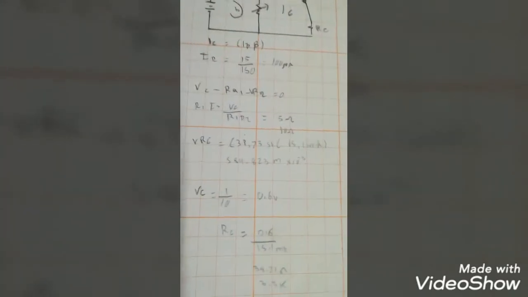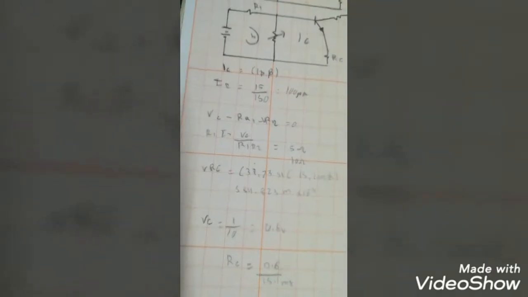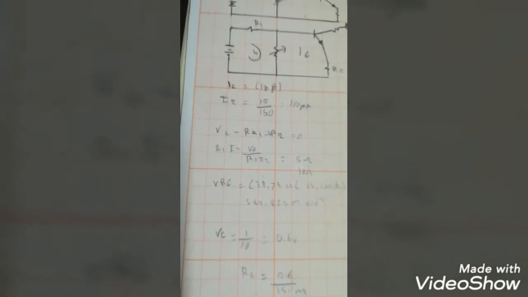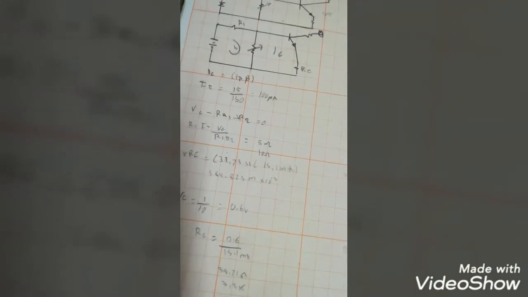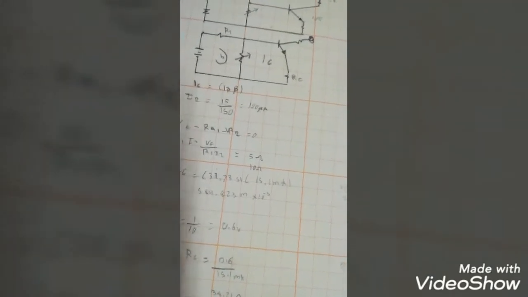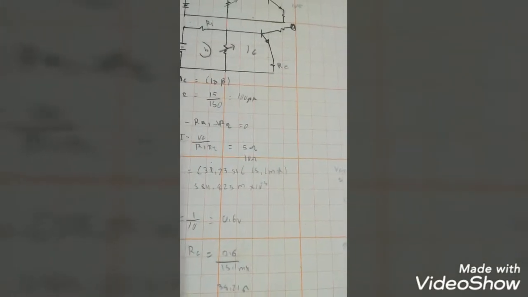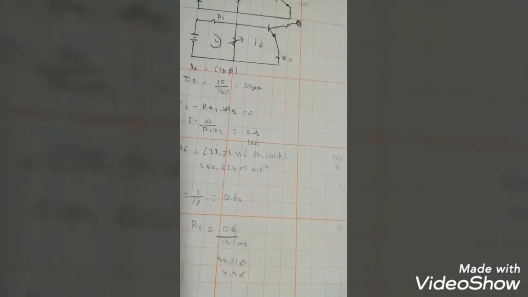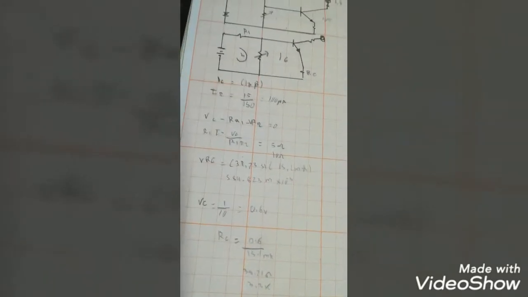Well, next we calculate IR1, that is VBC over R1 plus R2, and that gives us 5 ohms. Now we calculate BRC, and that's 38.73, 5.50.1 milliamperes, and it gives us 588.823.